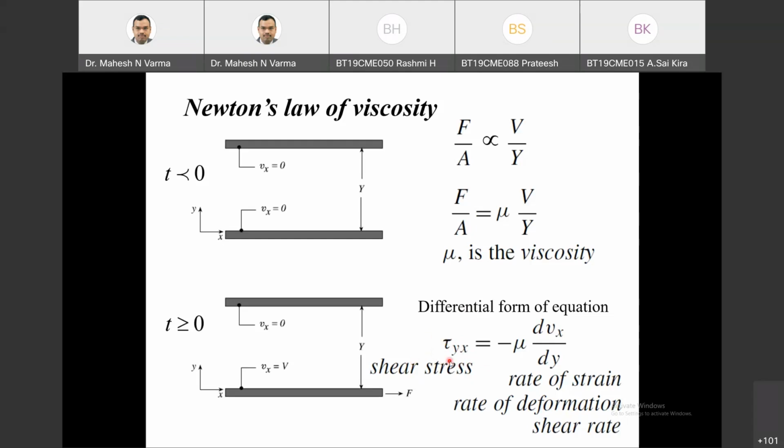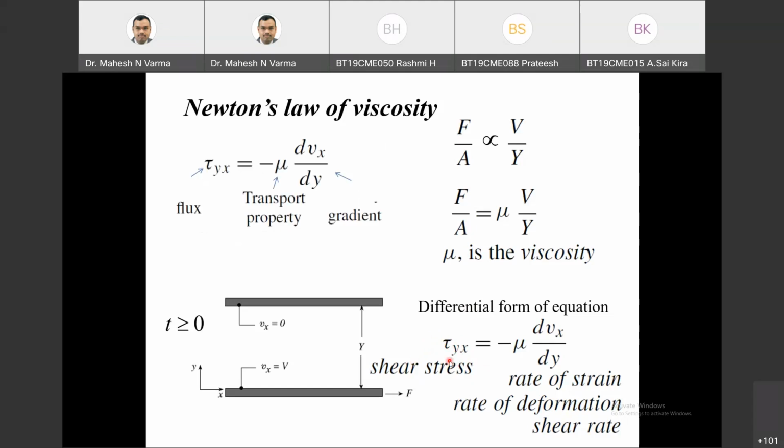Now if we generalize this equation, forget that we are discussing momentum transfer. This is nothing but the flux, mu is a transport property, and this is the gradient of the driving force.